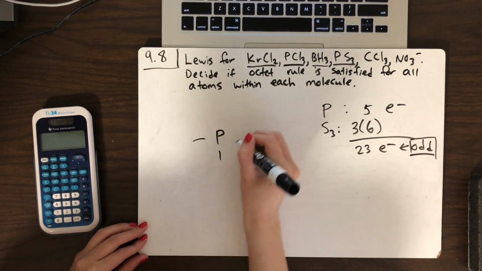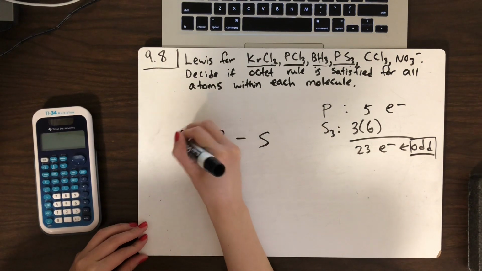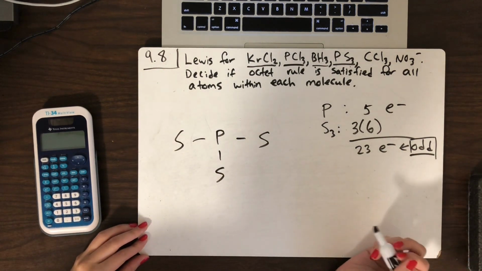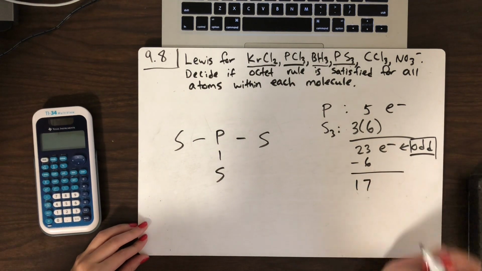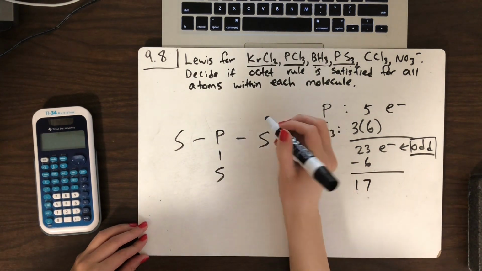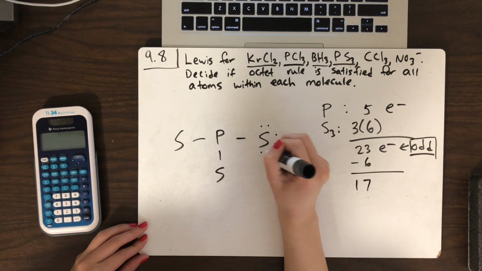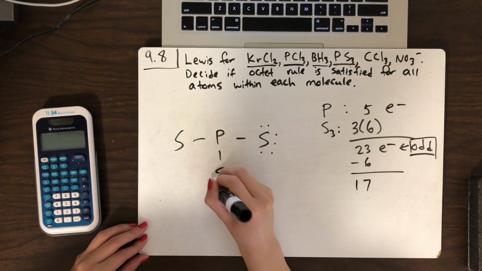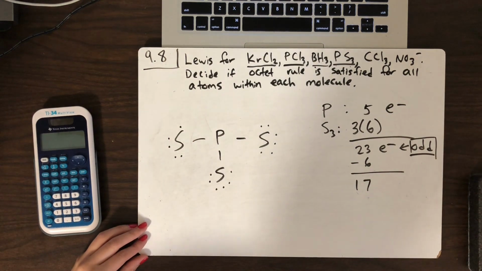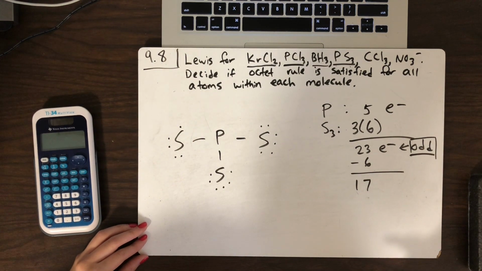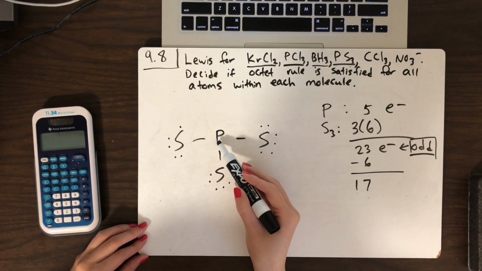So if we had something like this, at the very least you need to connect them, so I used 6 for that. So that would be 17 electrons left. And then I do 1, 2, 3, 4, 5, 6, 7, 8, 9, 10, 11, 12, 13, 14, 15, 16, 17. So it looks like he's unhappy still.